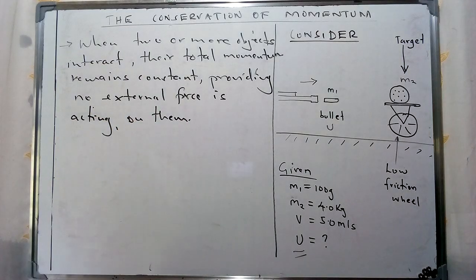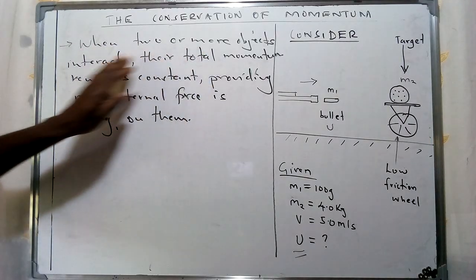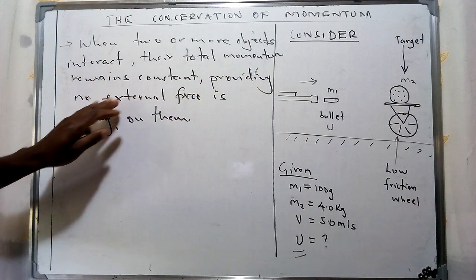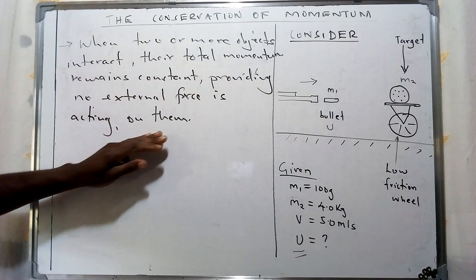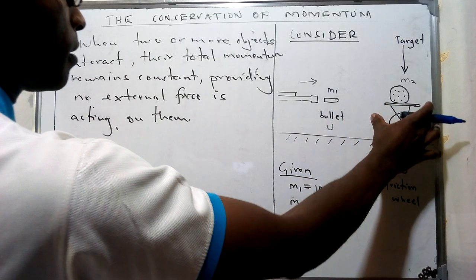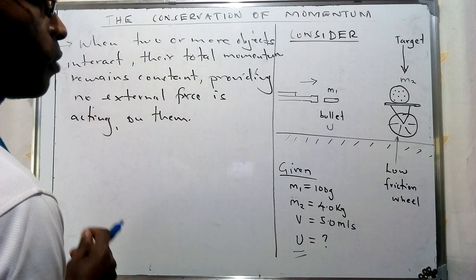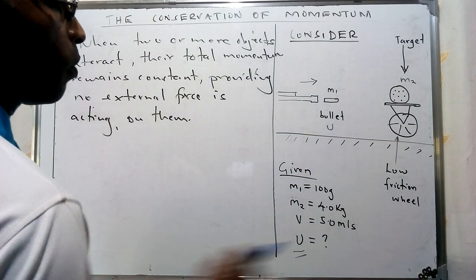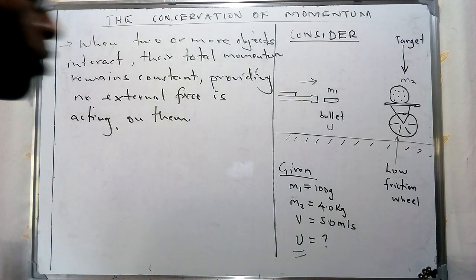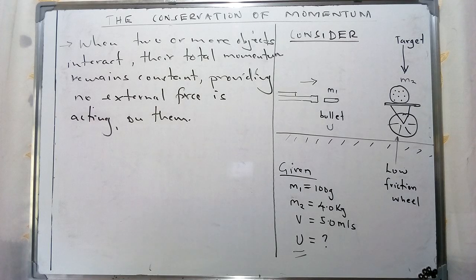So in summary form, this provides the law of conservation of momentum, which is given in terms of: when two or more objects interact, their total momentum remains constant, provided no external force is acting on them. So in this case, we have the first and second objects interacting, and we are assuming that there's no external force acting on them. And therefore, we had just mentioned that this is a setup based on a friction-free wheel, which is going to counter that force of friction which we had discussed in our previous videos.